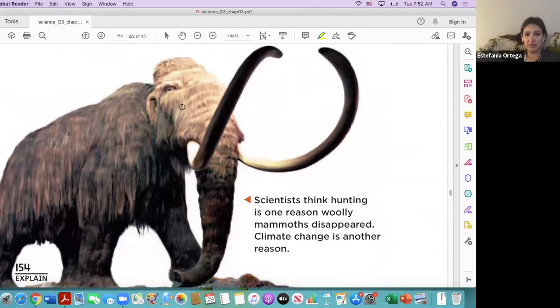This is the mammoth. Scientists think hunting is one reason woolly mammoths disappeared. Climate change is another reason.